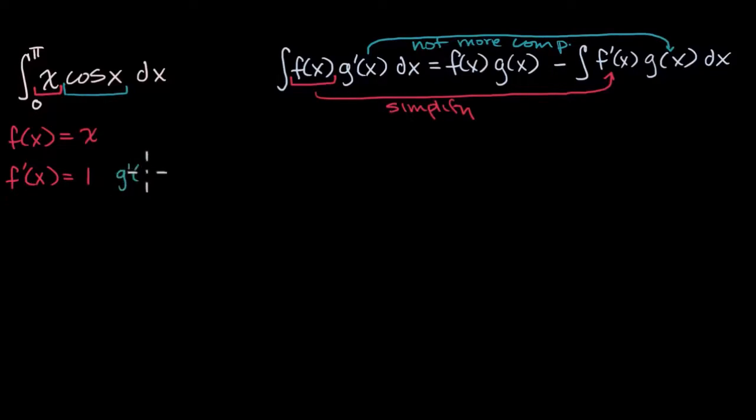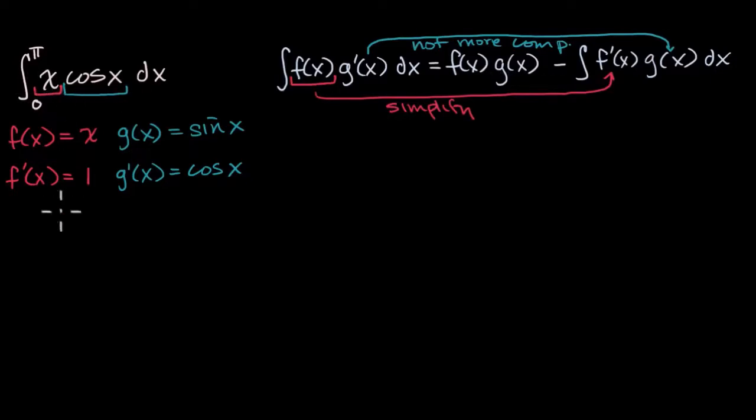So g prime of x is equal to cosine of x, in which case g of x, the antiderivative of cosine of x, well, it's just sine of x. Or the other way to think about it, the derivative of sine of x is cosine of x. Now you could think about plus c's and all of that, but remember, this is going to be a definite integral, so all those arbitrary constants are going to get canceled out. So now let's think through this. Let's just apply the integration by parts here.